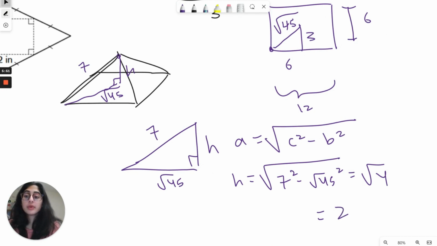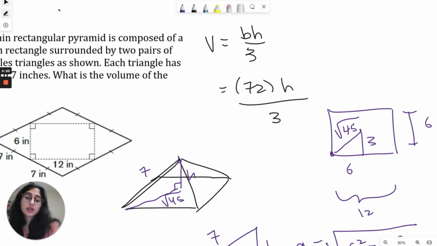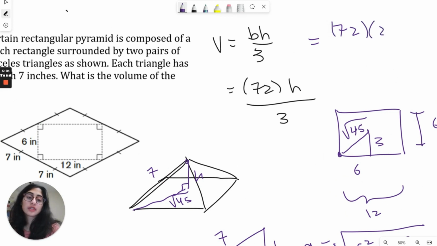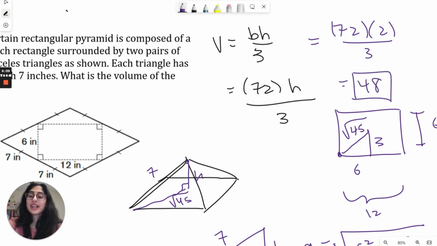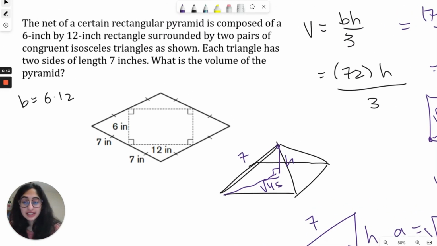But we're not done yet. We have that h is equal to 2, but don't forget, we've got to plug it back into our equation for volume. So we get that the volume of this pyramid is 72 times 2 over 3. Now 72 over 3 is 24, times 2 is 48. So the answer to this question is 48. The volume of this pyramid is 48 cubic inches.